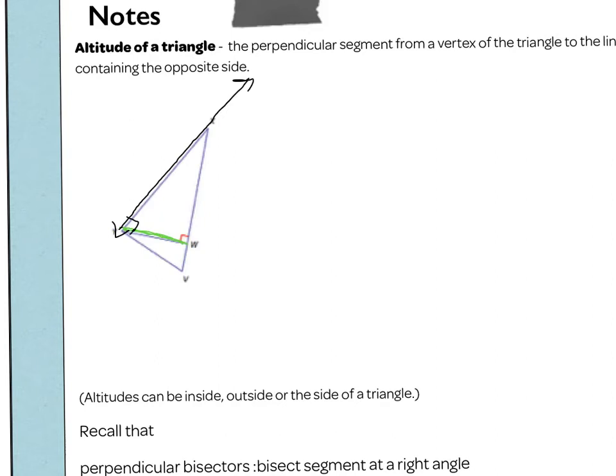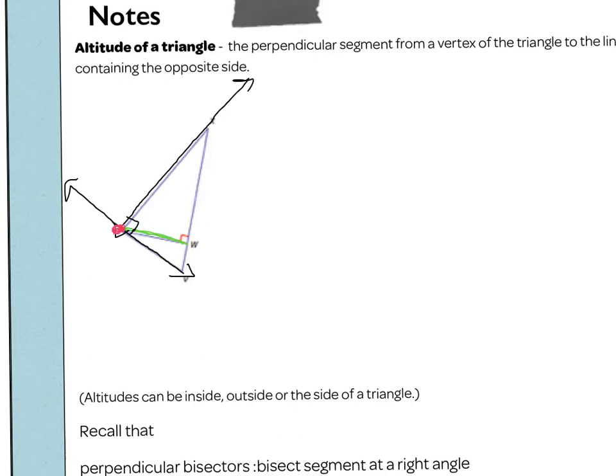And YV is also an altitude because this is, we just talked about it, a right angle, and it's going from the vertex perpendicular across, okay? So what happens is you will see we have a point of intersection here between the three altitudes.